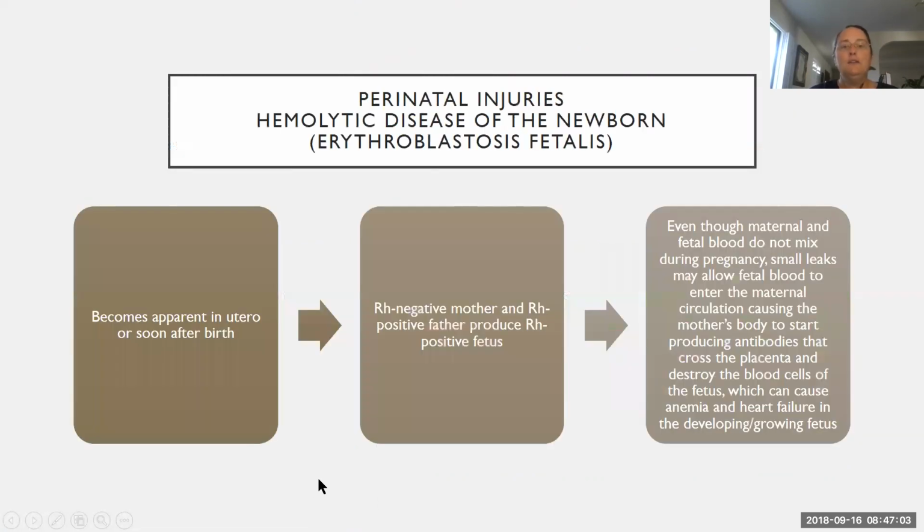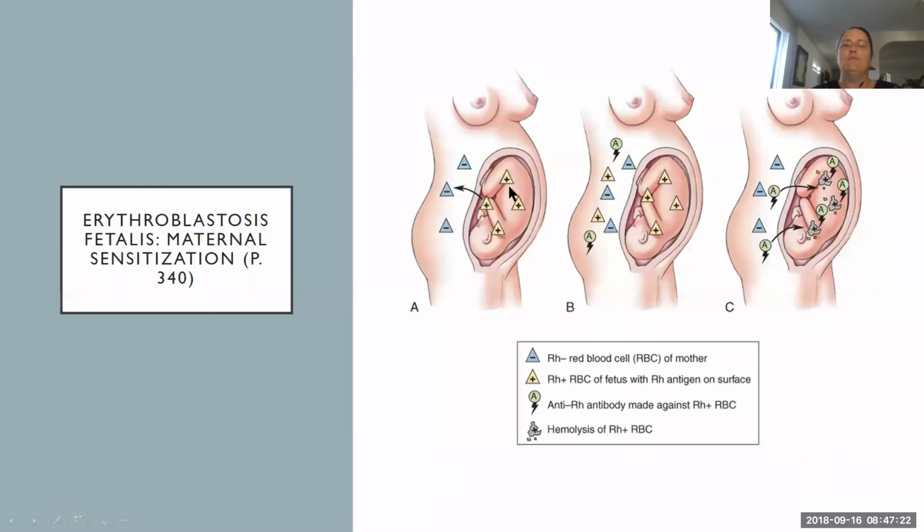So our perinatal injuries are things that are caused in pregnancy. One of the number one perinatal injuries that we see is the Rh negative mother and an Rh positive father who produce an Rh positive fetus. So we've talked about this before, and here's another picture of what I've described. If baby is positive and mom is negative, there may be antibodies produced, and the next pregnancy will be affected. And so this causes severe anemia in that next pregnancy.